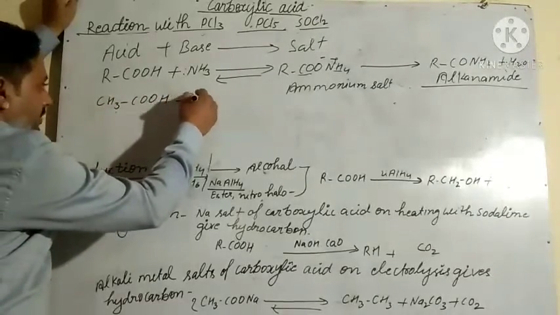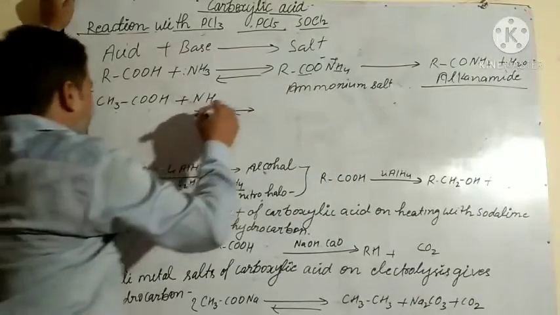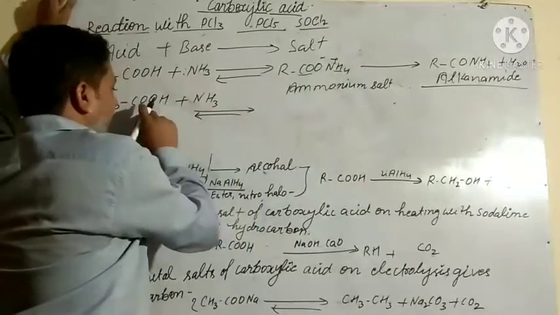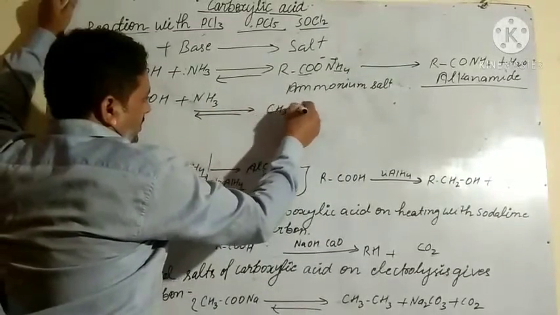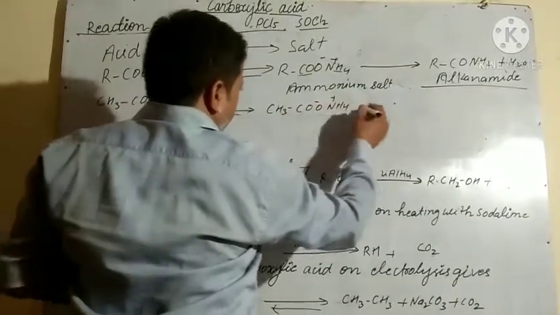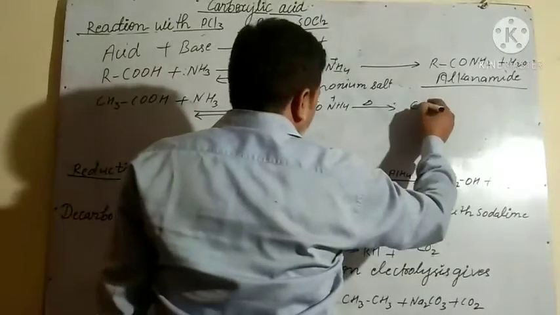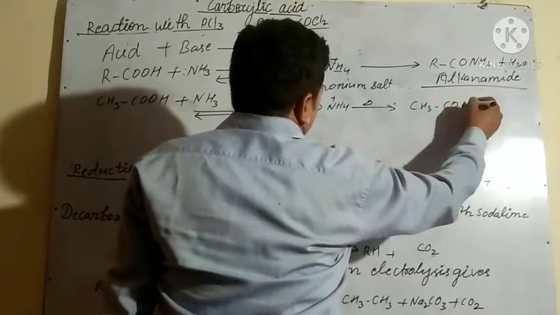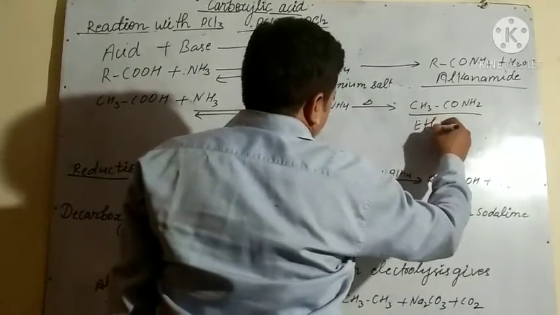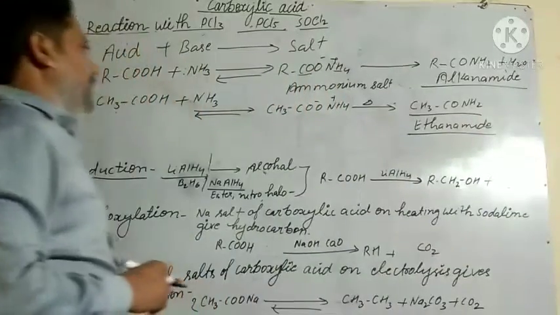This will react with NH3 and again form a salt. So what is the salt? This will be added there and get attached there. So what is that? Plus charge, negative charge, which on heating releases H2O and gives CH3CONH2. What is that? Ethanamide. Okay, students, you have to remember this.